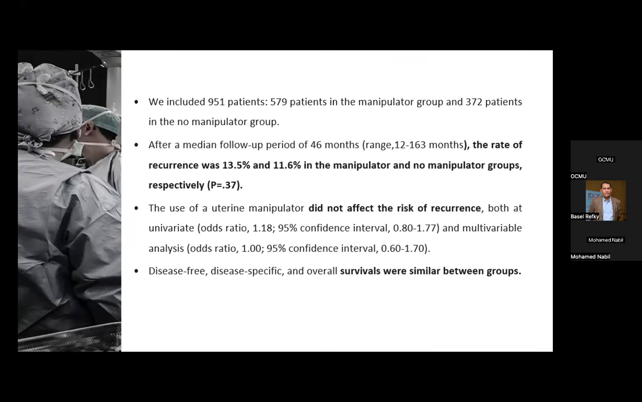They reported a study of about 1,000 patients, 579 patients in the manipulator group and 372 in the no manipulator group. After a median follow-up of 46 months, the rate of recurrence was nearly the same between both groups. They concluded that the use of the manipulator didn't affect the risk of recurrence. Disease-free, disease-specific, and overall survivals were similar between both groups.